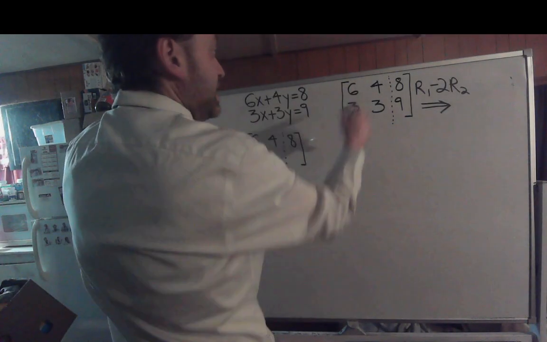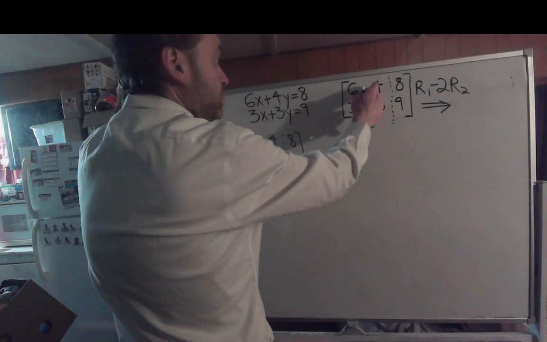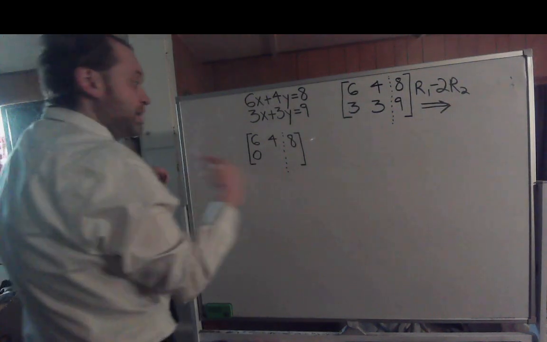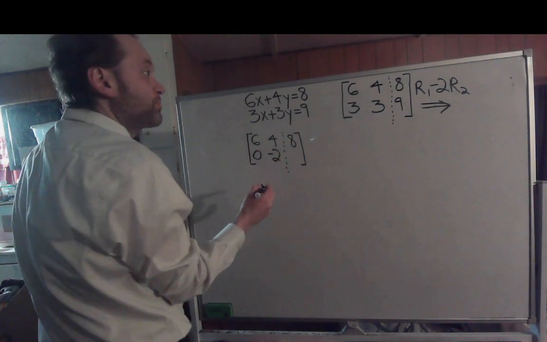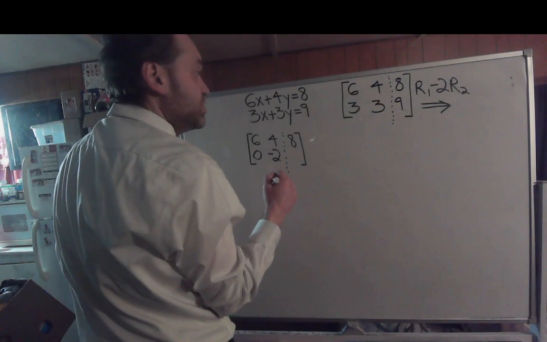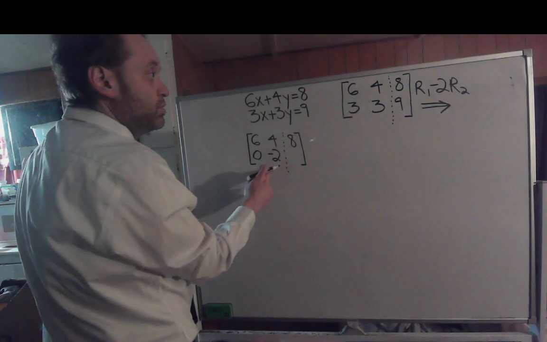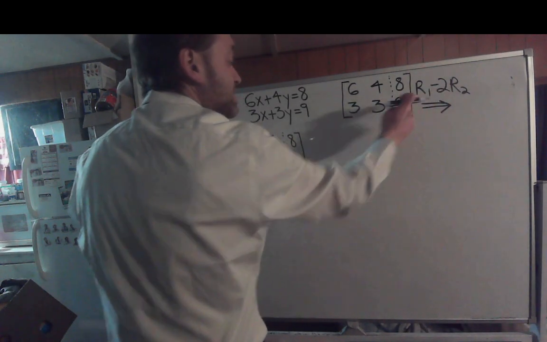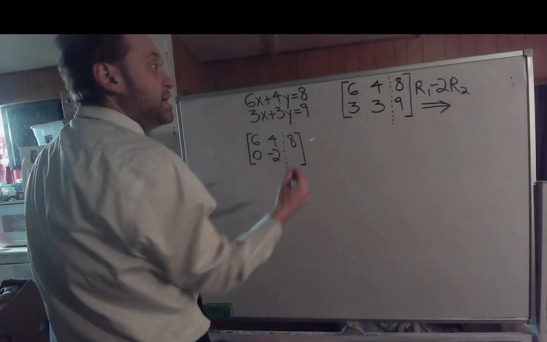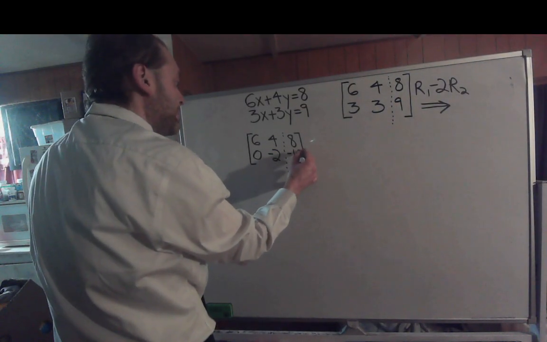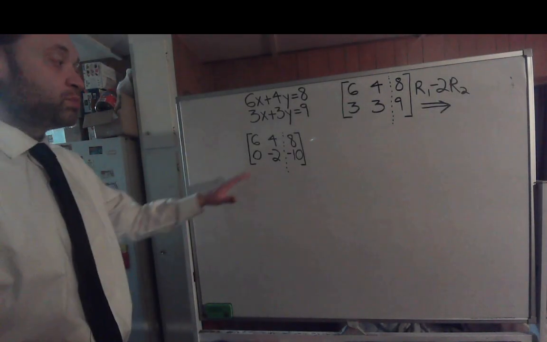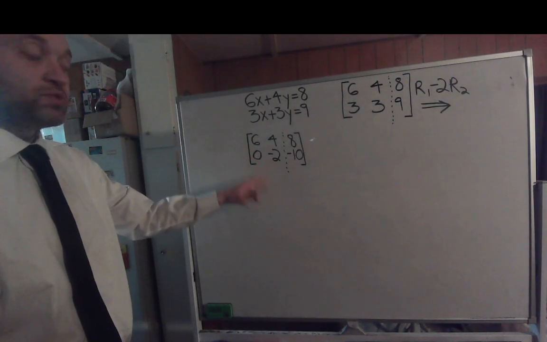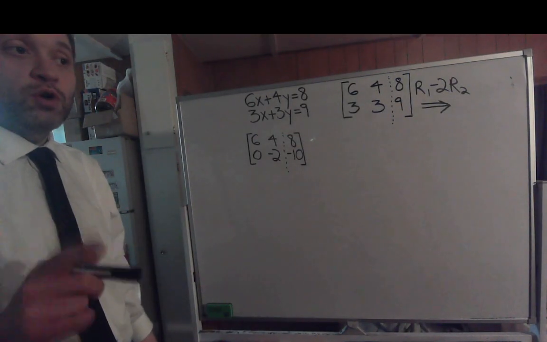Now, if I take row 1 for the second term, which would be 4 minus 2 times 3, that would be 4 minus 6. Well, that would turn into negative 2. And then if I take row 1, which is 8 minus 2 times 9, that's 8 minus 18, that'd be negative 10. So what we've done now is we've made the second row have a 0 where the x is. We have a value for y, but it's not yet in row echelon form.